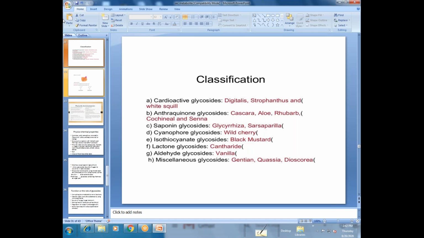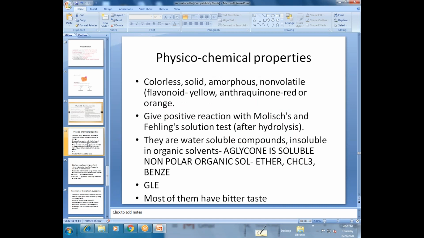Any doubts? No, ma'am. Okay, then see, till here you have to write if they ask the chemistry of glycosides. Chemistry, you have to start from a definition till here. If you write this, it is the chemistry of glycosides.